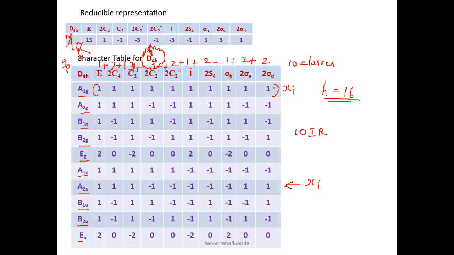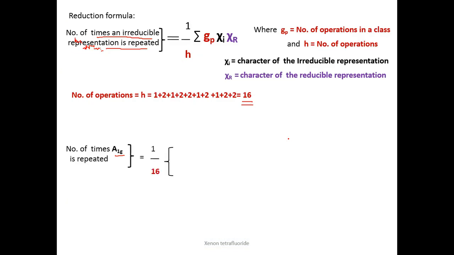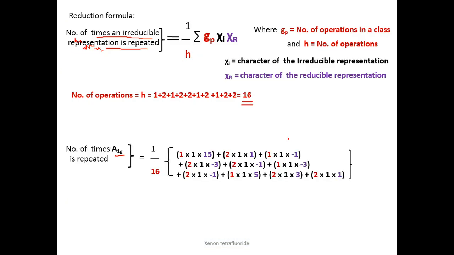For A1g, the chi i is like this. When it comes to A2g, you have to take the numbers opposite to A2g alone, and that will be the chi i. For example, if you are going to take the B2g, numbers opposite to B2g, and that will be the chi i. Now for A1g, likewise, like this, you get the number of times A1g is repeated as 1.